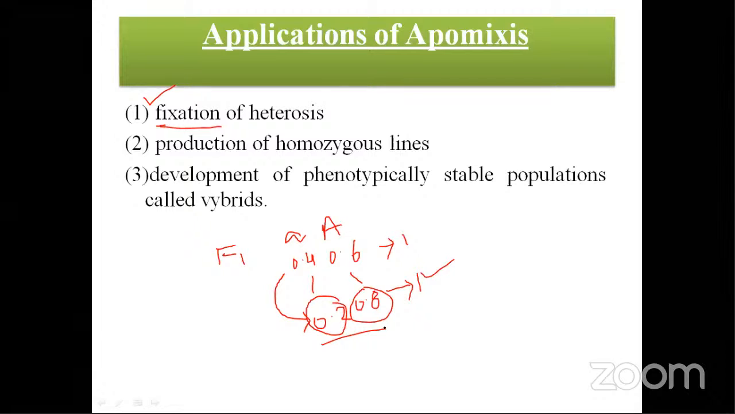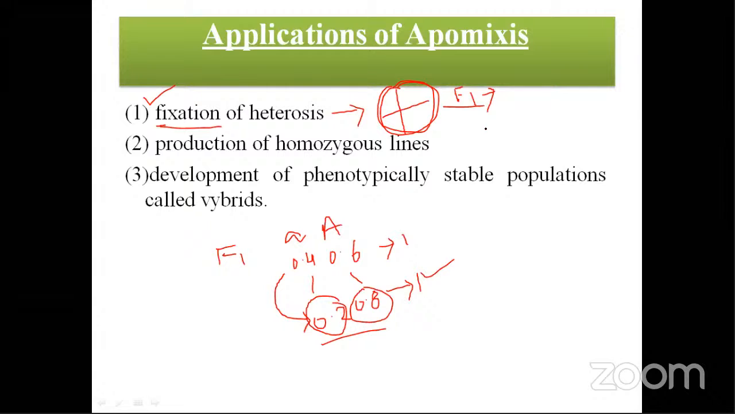Whatever variation is there, in heterosis, that is in F1, all the plants are looking similar only. But whatever the combination of genes, whatever the allelic frequency is present in this particular condition in F1, that condition is going to be constant.